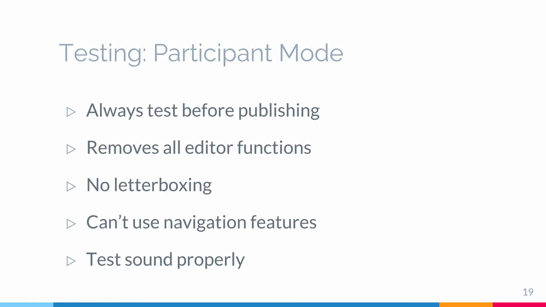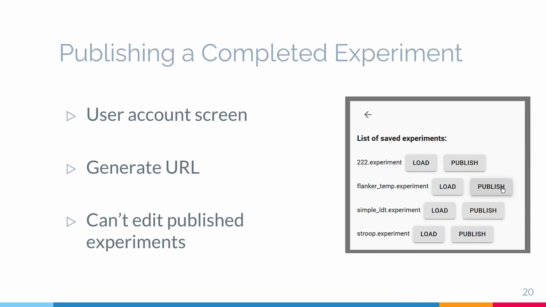Throughout the presentation, I've emphasized testing your experiment at every step. Once you've finished, it's important to test via participant mode, not just in the editor. This shows you exactly what the participant will see and can be accessed by clicking the Test Run button in the footer. When you're ready, it's time to publish. From the user account screen, just click Publish and copy the generated URL to give to your participants.